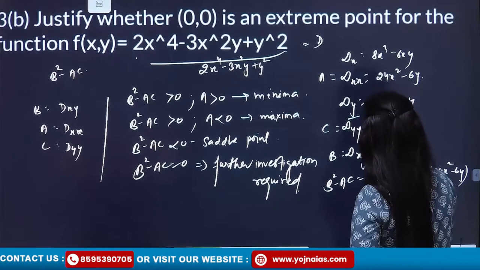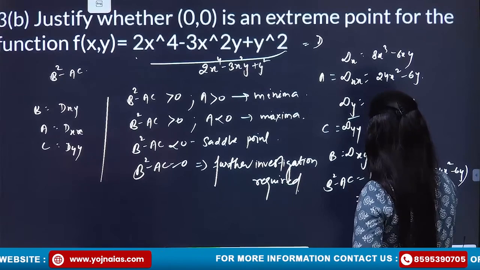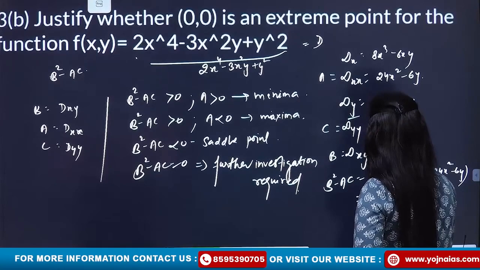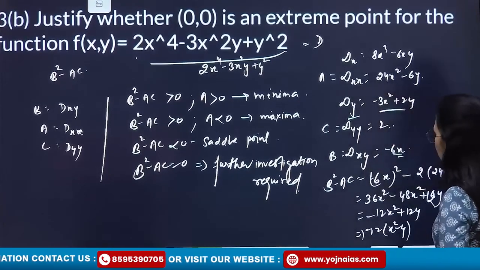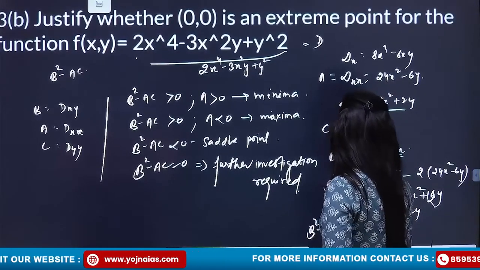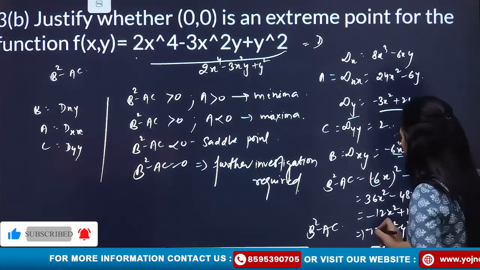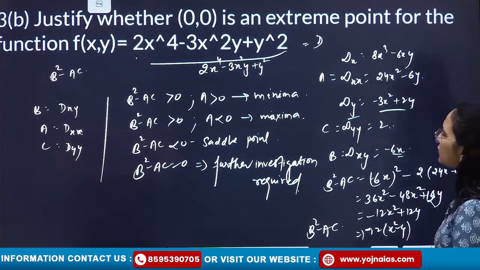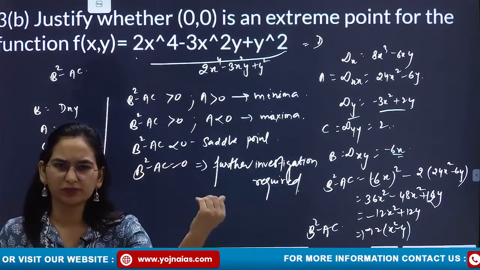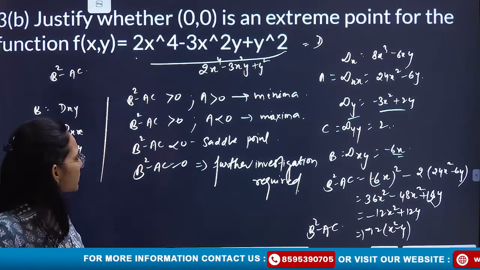It becomes 12. Minus 12 common, x square. Now this is the sign of B square minus AC. At the point when x square minus y is less than 0, this is negative, and when x square minus y is greater than 0, this is positive. So we are not getting any fixed sign. Sometimes it is positive, sometimes it is negative over R. That is why this is neither a point of maxima nor a point of minima.